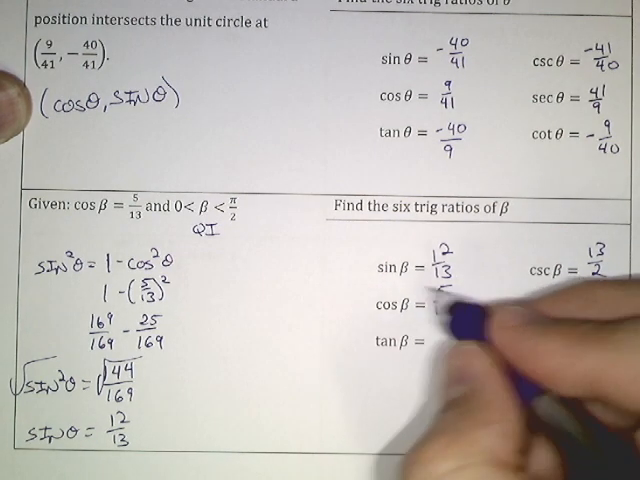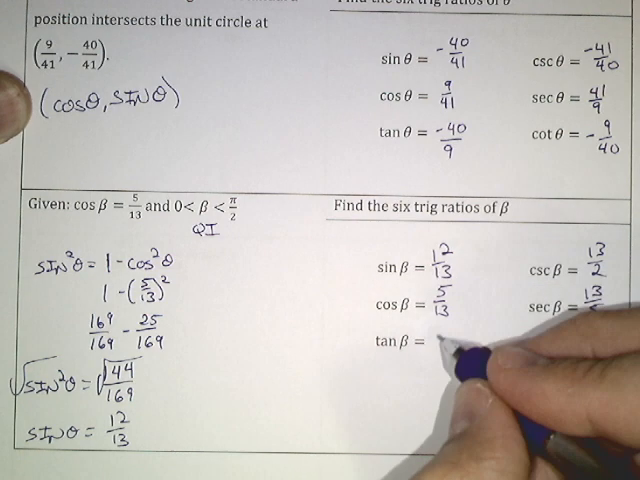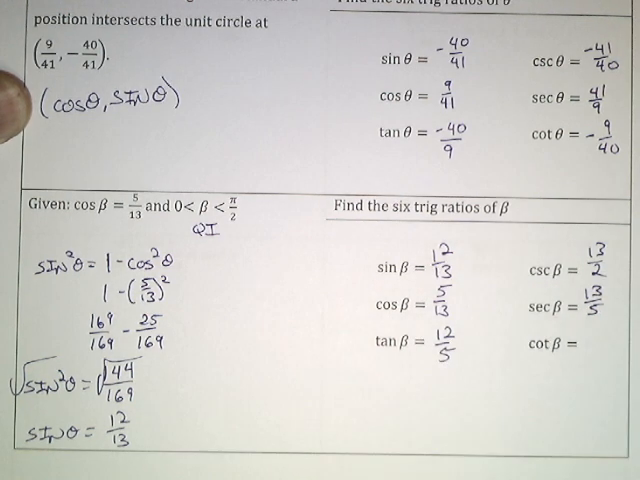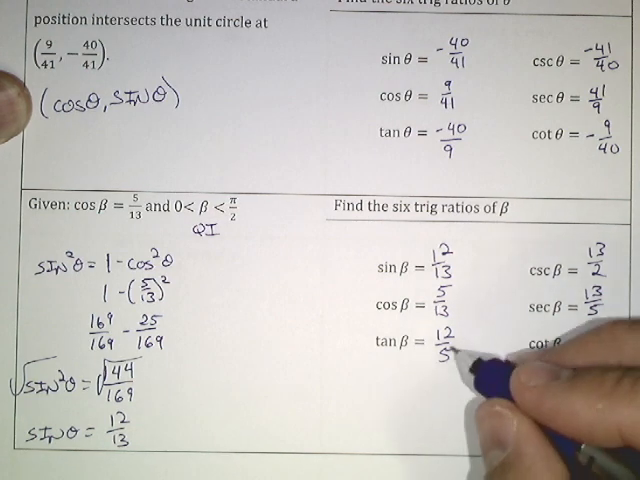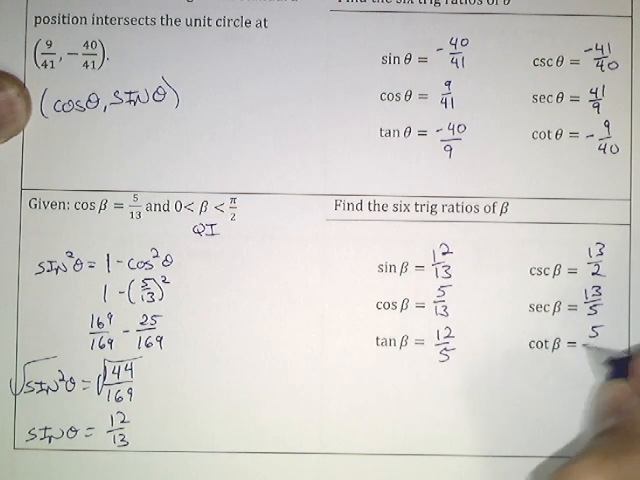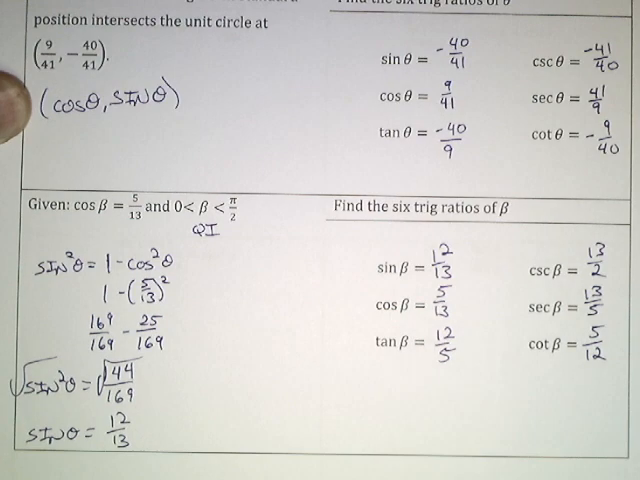Tangent is sine over cosine, so 12 over 5. The denominators would cancel out, the 13s would cancel out. And cotangent is the reciprocal of that, 5 over 12.